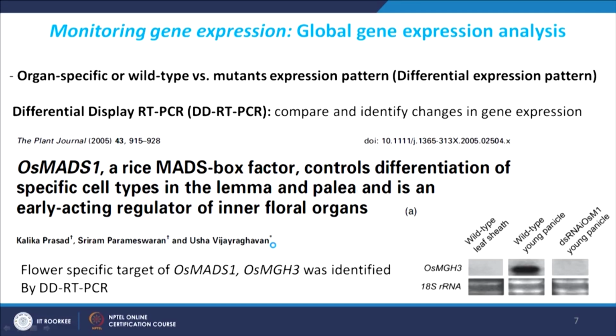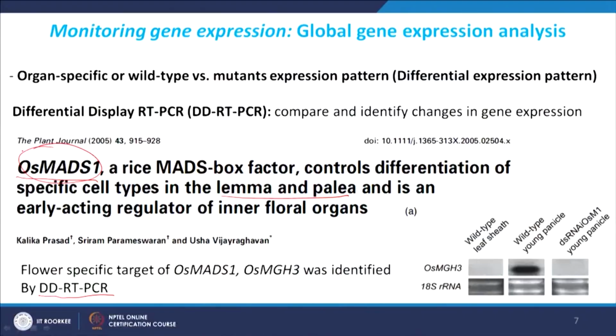Then this is one example where differential display RT-PCR was done. This is a MADS box containing transcription factor in rice, and what was important here is that this gene, MADS1, was expressed in the sepal equivalent, which in case of rice is lemma and palea, but it was not expressed in the inner organ.